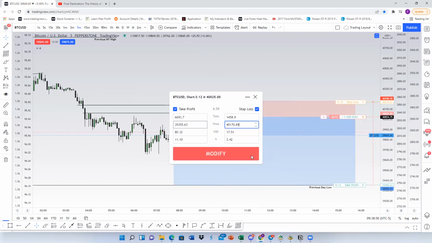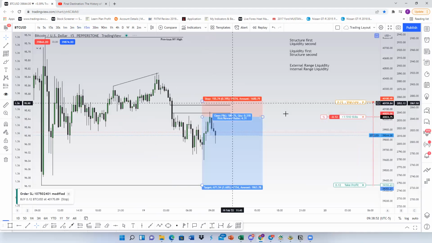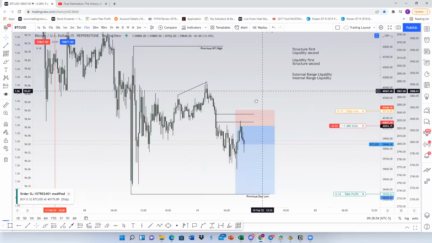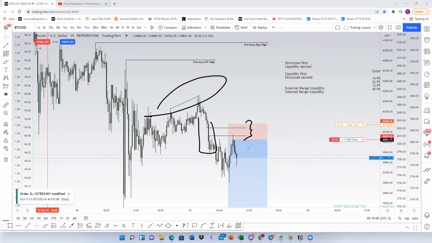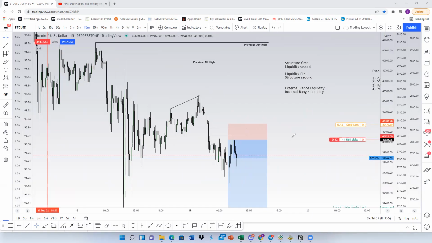While this setup is high probability in terms of SMT, displacement, fair value gap and imbalance, which all point to the downside, the only thing that does not support it is liquidity. Where is that buy side liquidity to give us the juice to go down? No juice anywhere. The only juice is up over here and up over here.